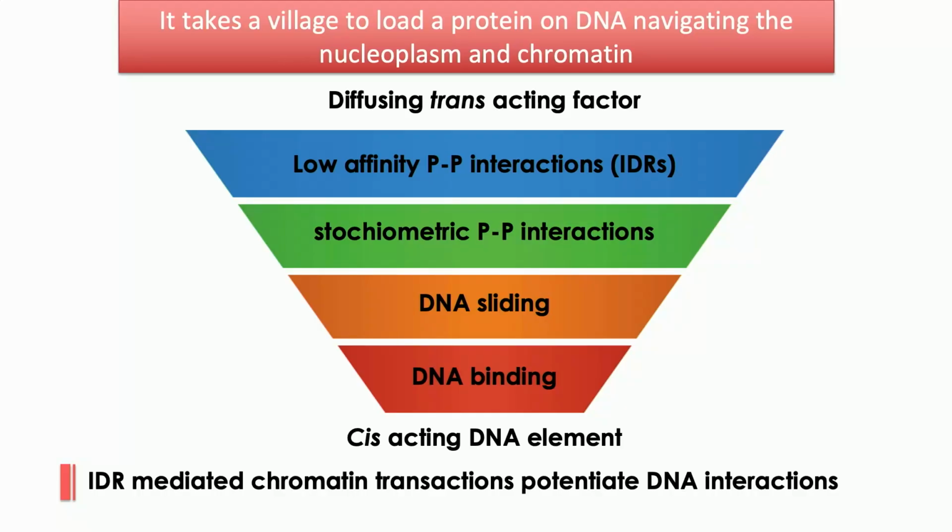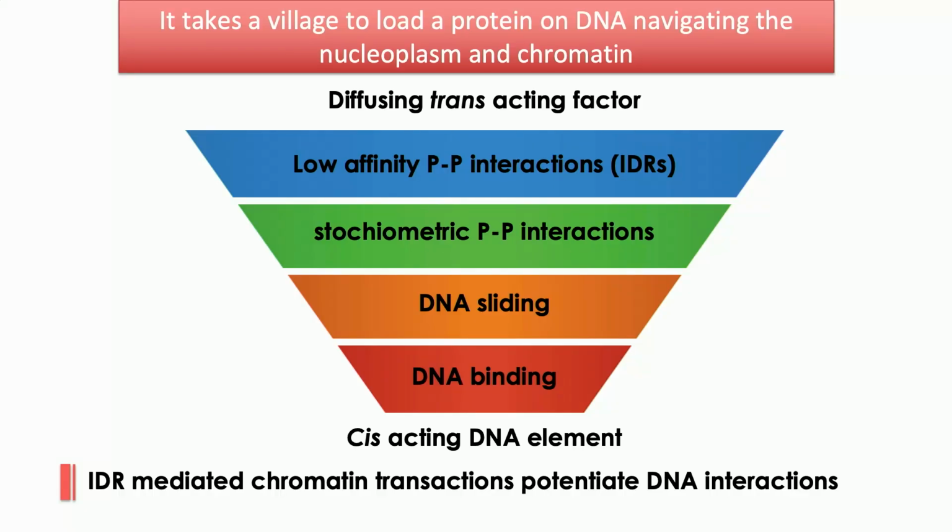And so from a diffusing transacting factor, our transcription factor navigating, we very often call them transacting factors, we are going to have a myriad of interactions that are going to end up lodging the DNA at its right binding sequence. And so IDR weak interactions between low complexity domains, more stochastic protein-protein interactions through the folded domains of these proteins, non-specific interaction with DNA, where we know that these transcription factors are going to bind DNA in a non-specific manner and slide on it to end up binding to the DNA.